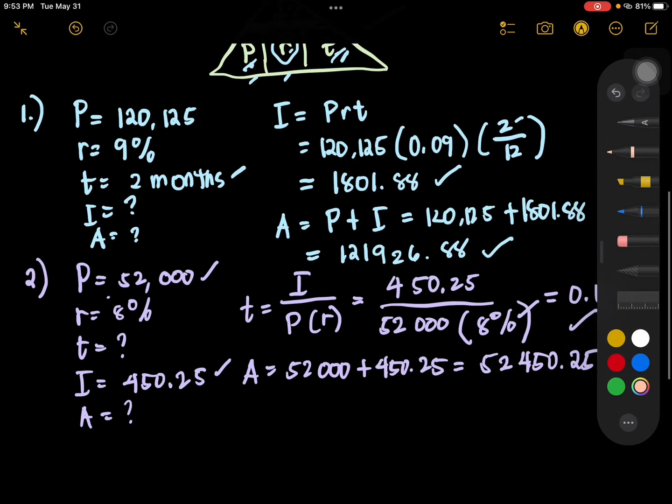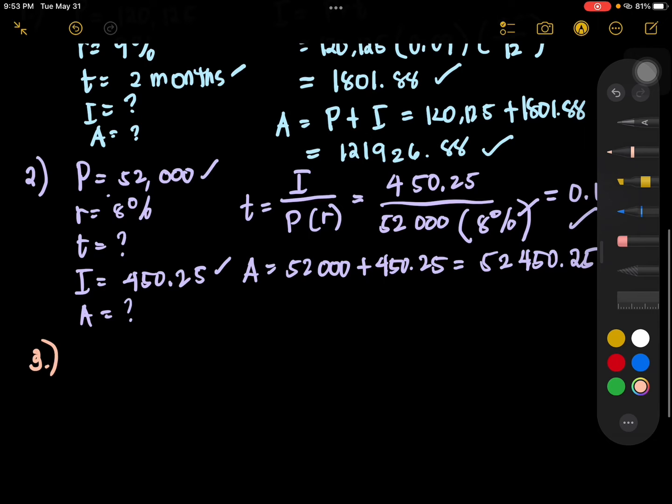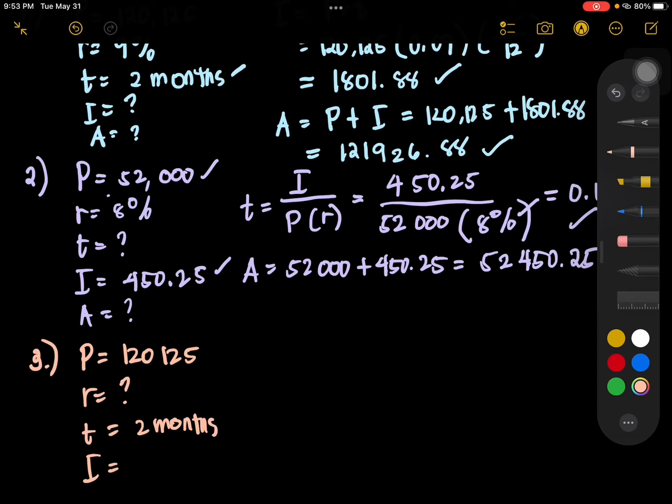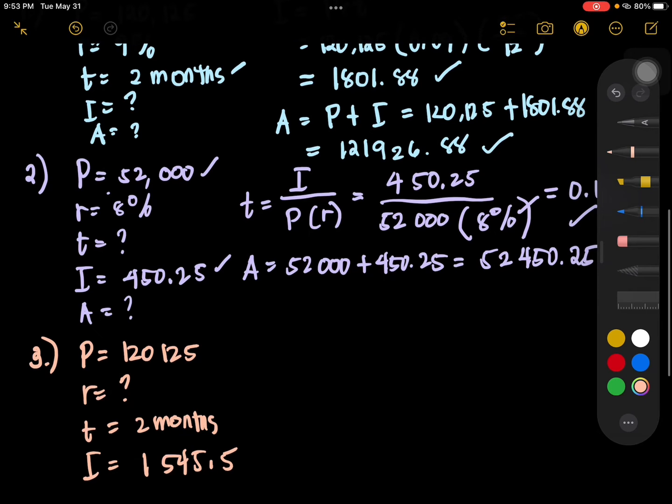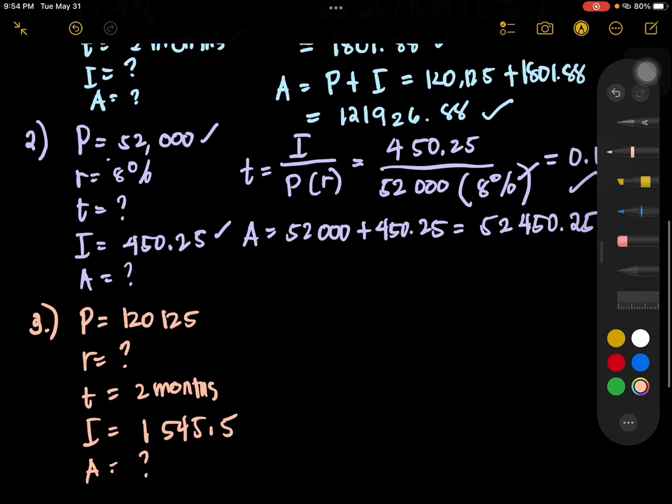Okay, so let's have our third problem. Again, if you have questions, you can ask or you may comment down below. So for number 3, our given is, you have the principal 120,125, and the rate is missing, so we do not know the rate. And you have the time is 2 months, and the interest is 1545.5. So we also need to look for the final amount.